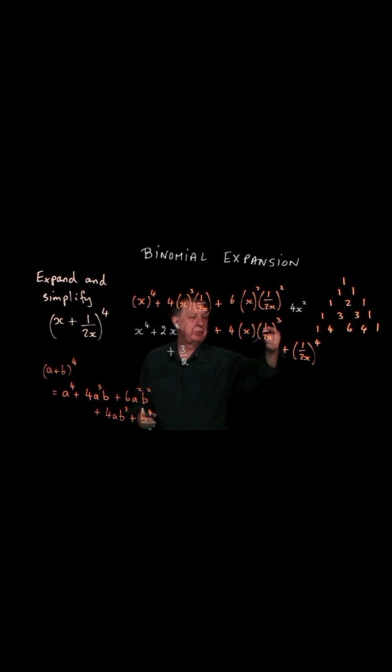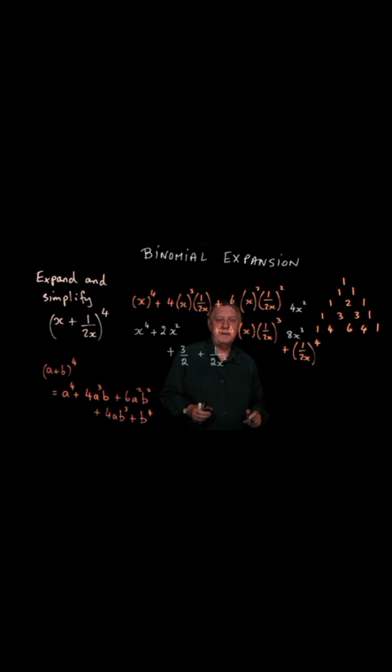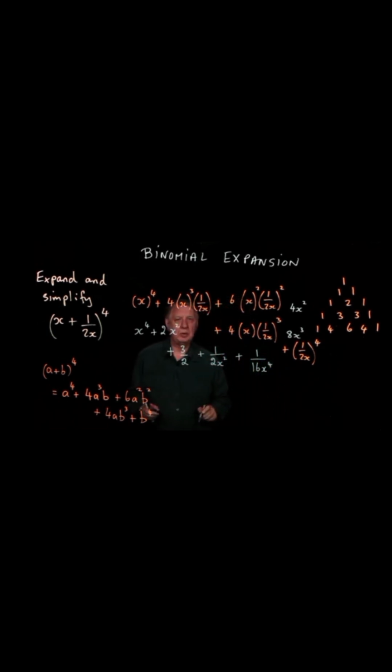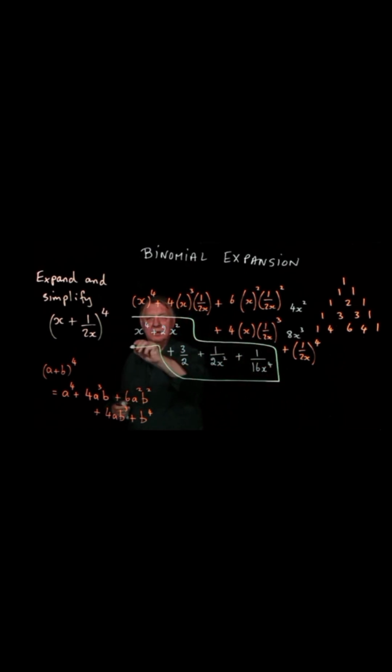The next bit, on the bottom, 2x cubed. So that's 8x cubed. So we've got 4 over 8, which is a half. There's an x on the top, but an x cubed on the bottom. So it's 1 over 2x squared. And then finally, 2 to the 4 is 16. 1 over 16. All the x's are on the bottom, x to the 4. So there we have, just to make it a little bit clearer, all the colours are nice, my expansion is that part there.